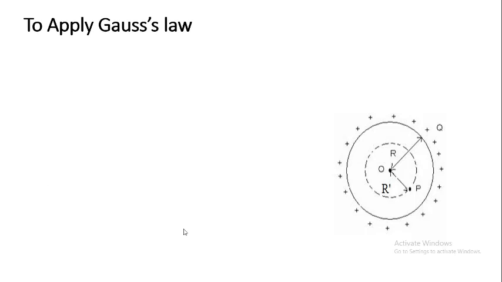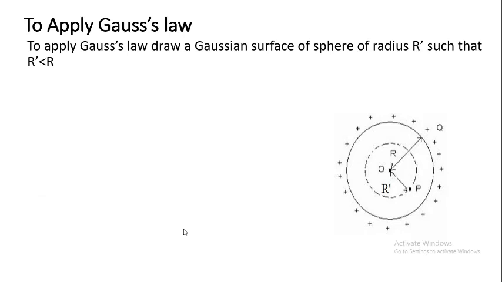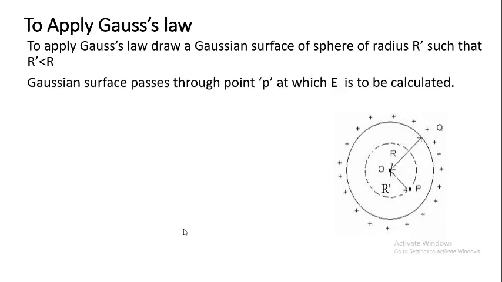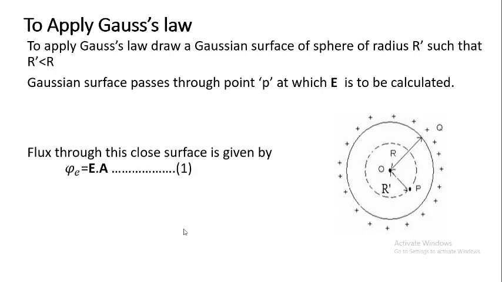Applying the conditions of Gauss's law, first of all, we have to draw a Gaussian surface. To apply Gauss's law, draw a Gaussian surface of a sphere of radius r prime such that r prime is less than r. R prime less than r means that the closed surface we are going to draw is inside the sphere. The Gaussian surface passes through the point P at which E is to be calculated.